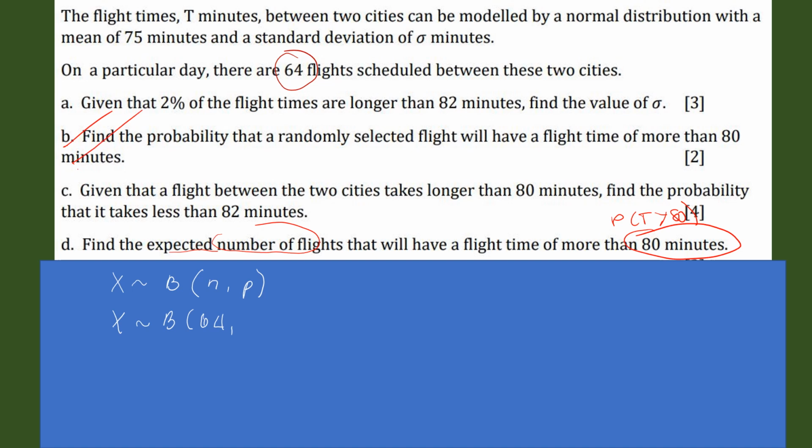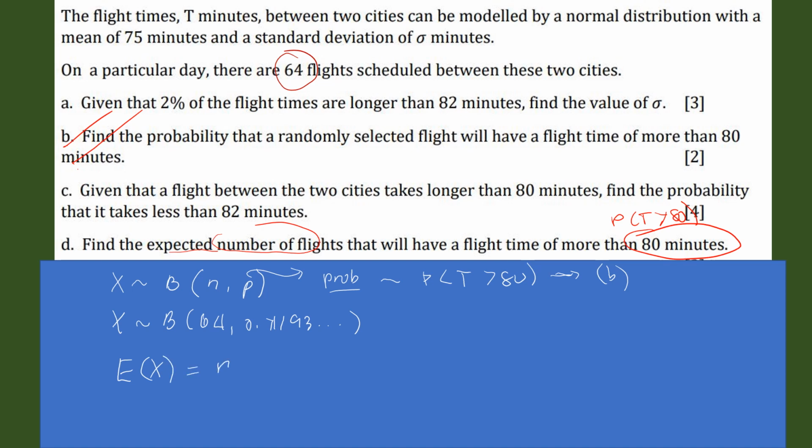Where is that? Here in letter B. So the probability that it's 80 minutes is 0.71193 and so on. That's why you need to save it. This probability is the probability that the time is greater than 80 minutes, and you solved this in part B.